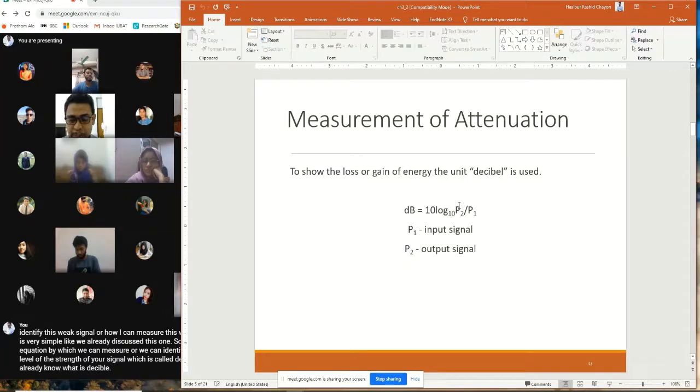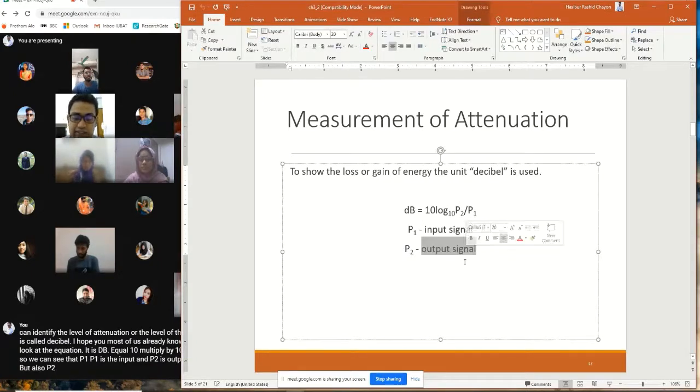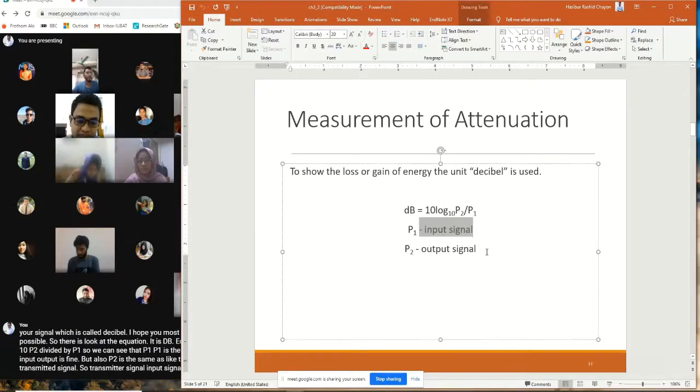Look at the equation. It is dB equals 10 multiplied by log base 10 of P2 divided by P1. We can see that P1 is the input and P2 is the output. Also, P2 is the same as the received signal, and P1 is the transmitted signal. So transmitted signal and input signal are the same thing. Received signal and output signal are the same thing.